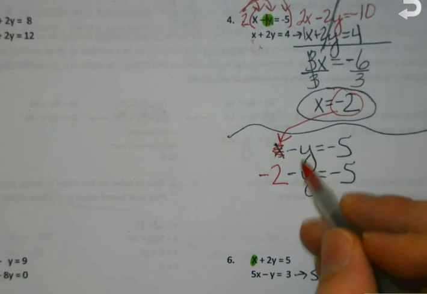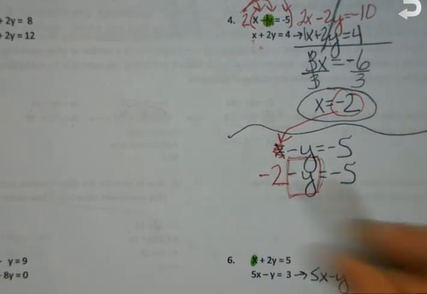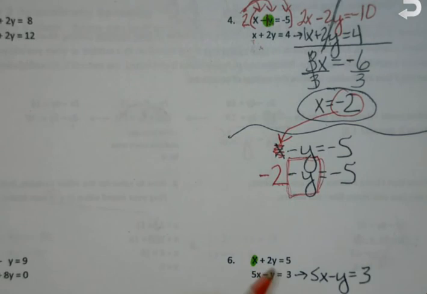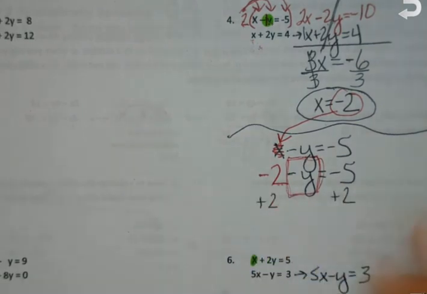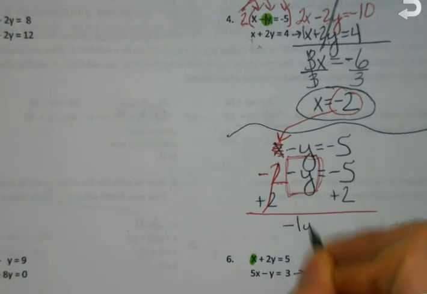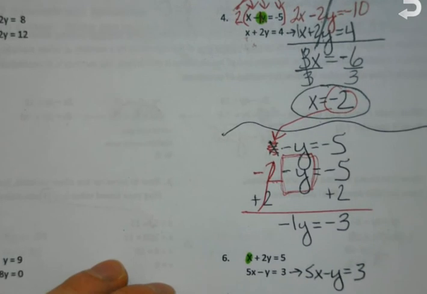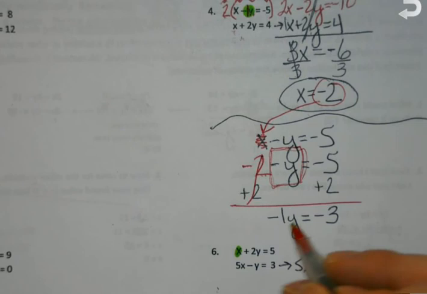What would I do now to work on getting y by itself? How do I get that -2 out of there? +2. And one last step, because y is not quite alone yet. What's the opposite of multiplying by -1 with y?